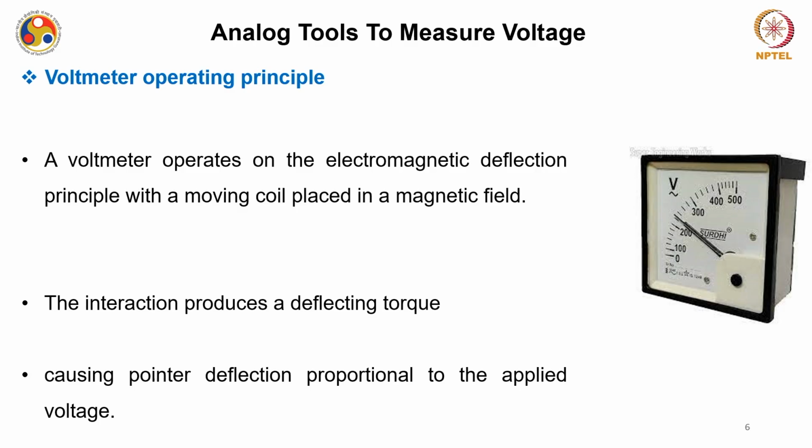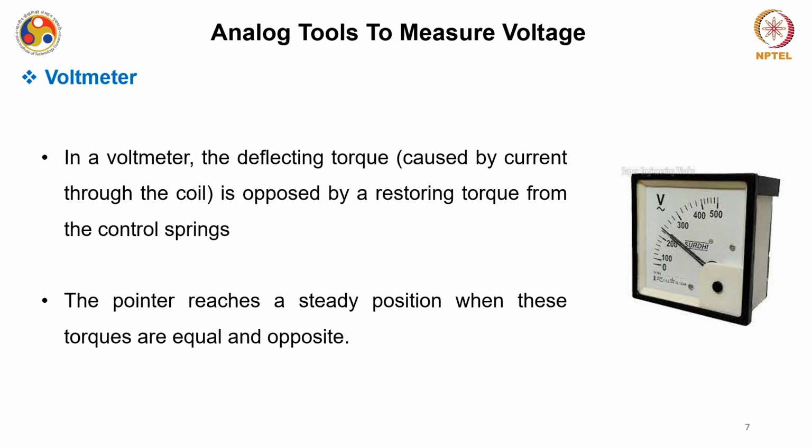So there can be a variation in that, but in general a voltmeter operates on the electromagnetic deflection principle, with a moving coil which is placed in a field producing a deflecting torque which causes the pointer deflection proportional to the applied voltage, okay. This we have seen across all the instruments that we have discussed, okay.